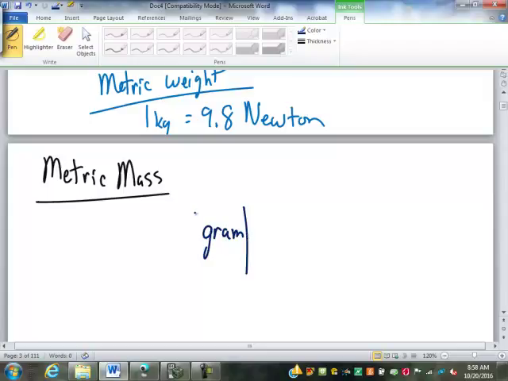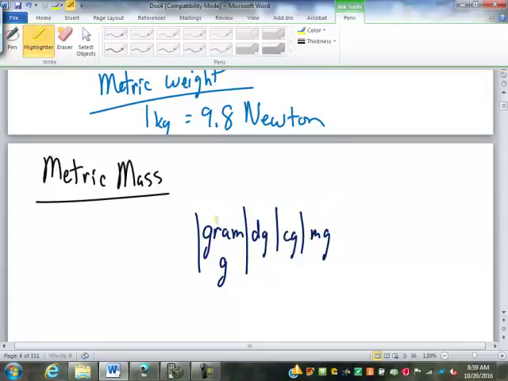Gram, abbreviated with just a g, is the unit of mass. A gram is about the mass of a medium-sized paper clip. So it's kind of a small unit. Then we still have decigram, centigram, and milligram.